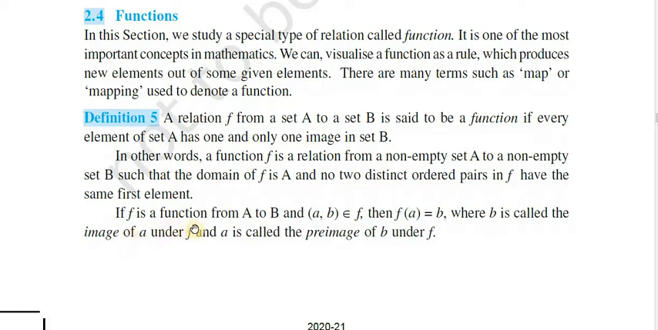Now if we consider that f is a function from A to B and (a, b) belongs to f, we write f(a) = b. This notation (a, b) belongs to f is changed to this one. In terms of the Cartesian product of sets, we think that (a, b) belongs to f, where this b is called the image of a under f and a is called the pre-image of b under f.